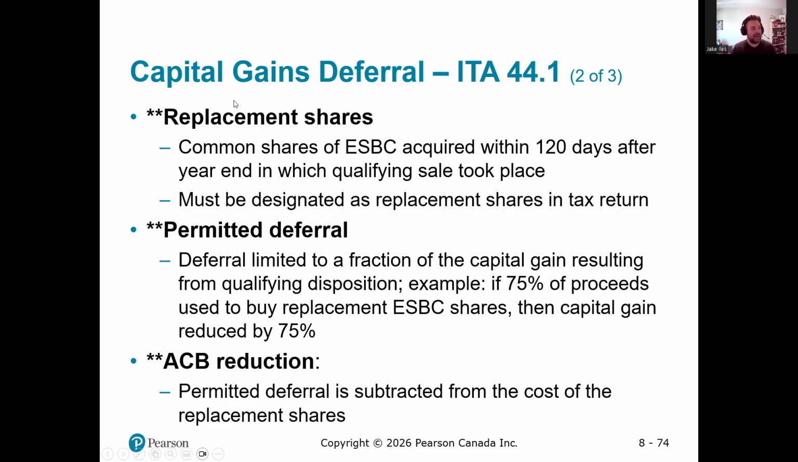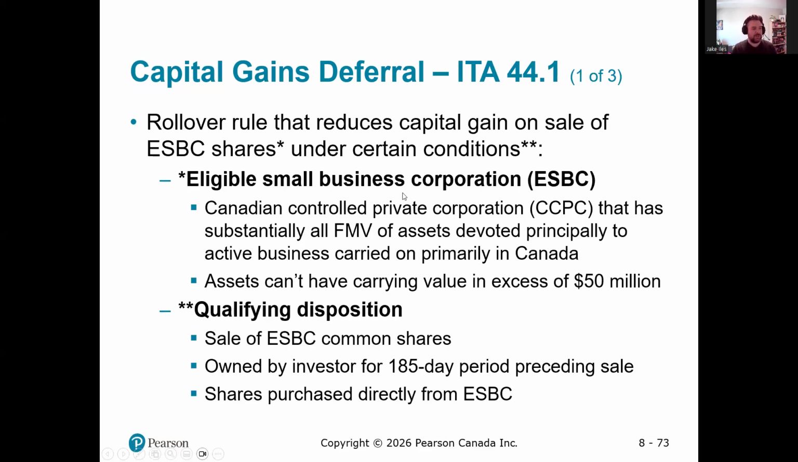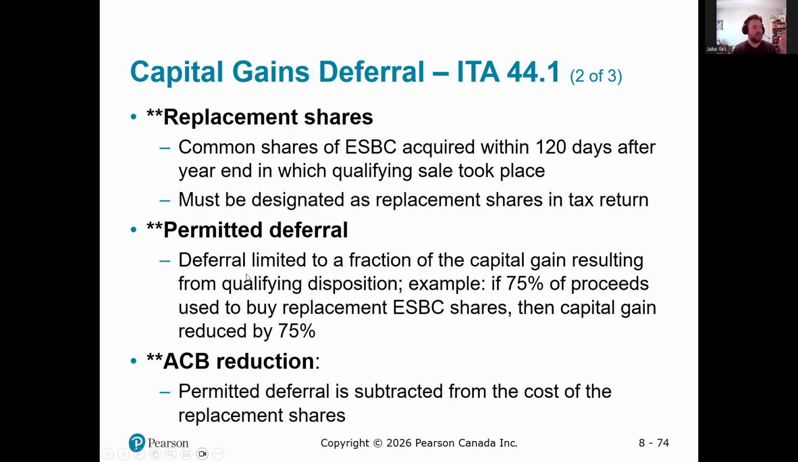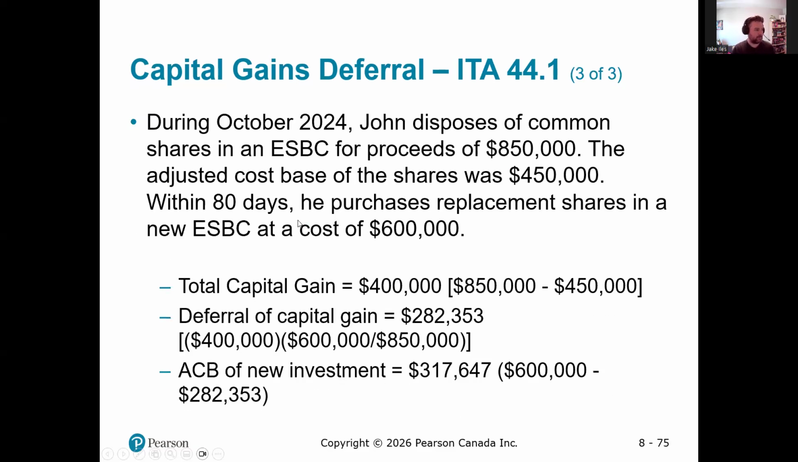So I just wanted to highlight capital gains deferrals and eligible small business corporations. There's actually a number of rules around small business corporations and how to protect yourself from taxes. But for the purposes of capital gain, we want to focus on that permitted deferral of gains.